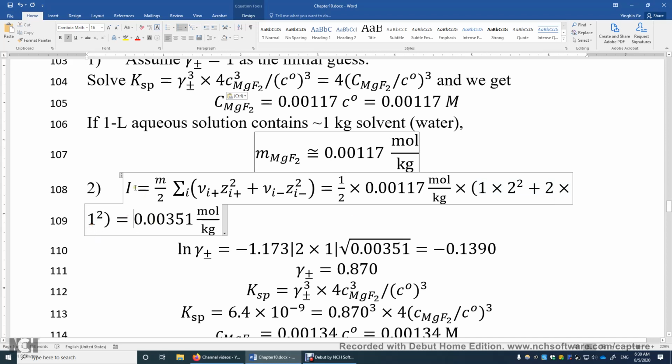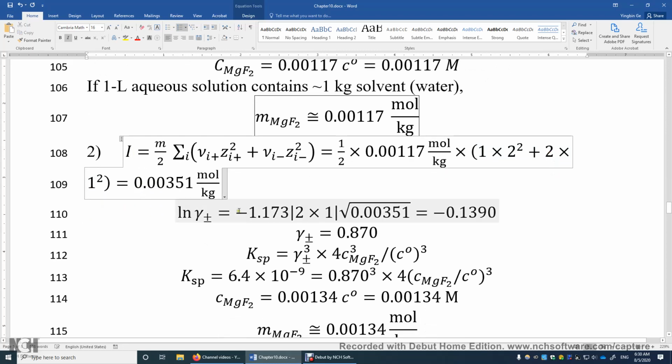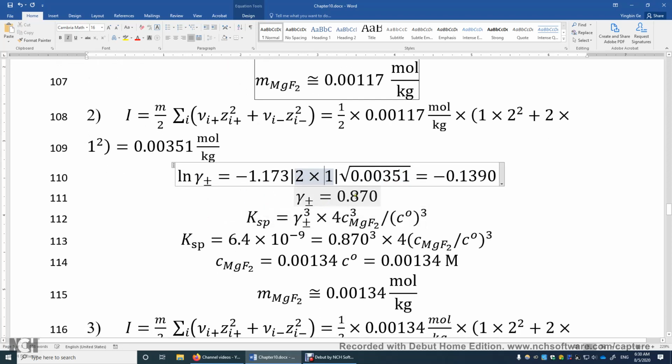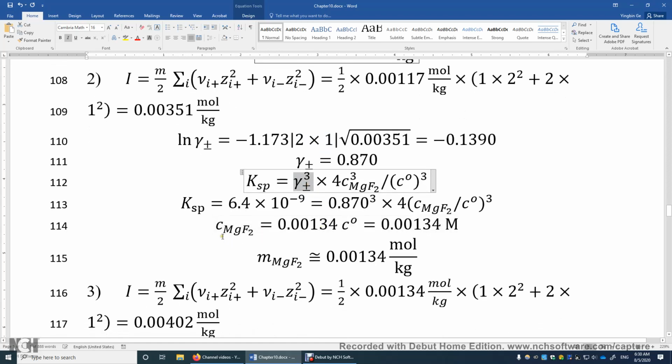Now we have this ionic strength. It's 0.003. It's a small number, but still it makes a difference. We plug in this square root of I here, and then the charge of magnesium and fluoride. We got the logarithm of the activity coefficient, and then the activity coefficient is 0.87. This time we plug in this 0.87 here instead of 1. This is more realistic.